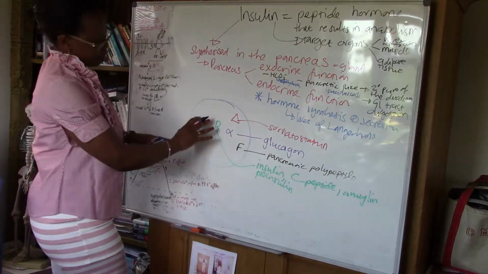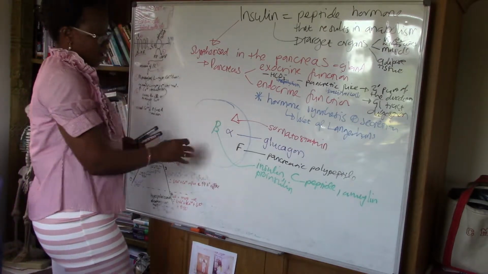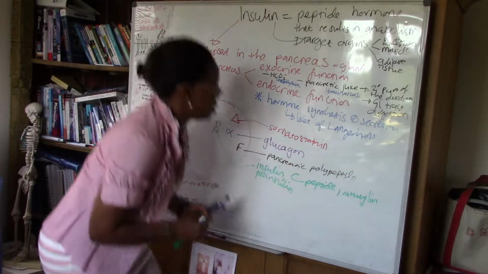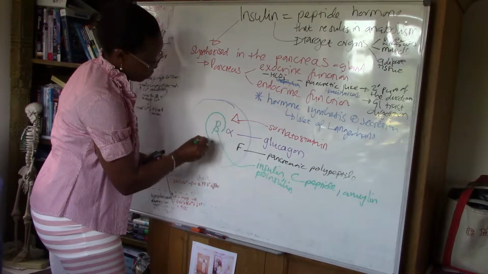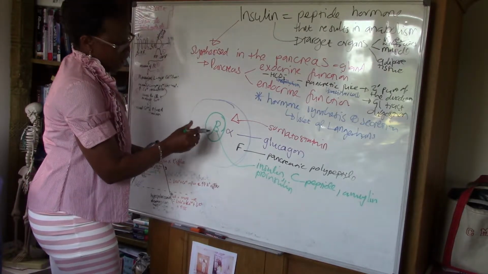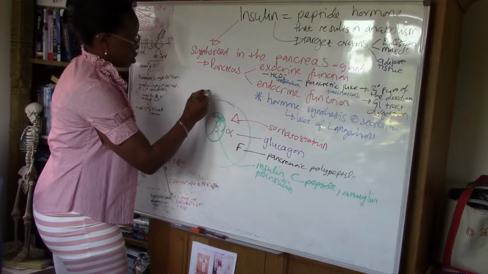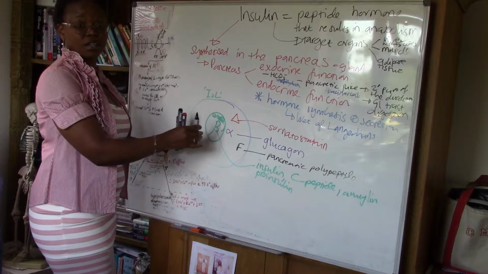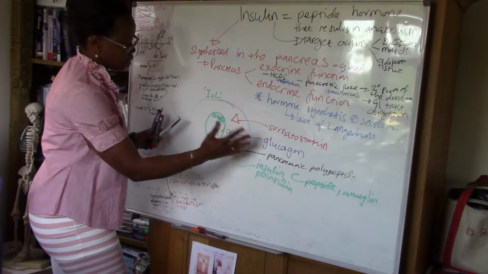The way I've drawn these cells also defines their arrangement. The beta cells, which I'm mainly talking about in this talk, are much more central in the islet of Langerhans, and the other ones are much more on the outer aspects.